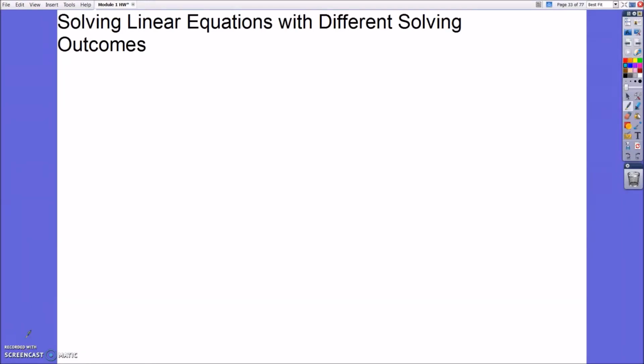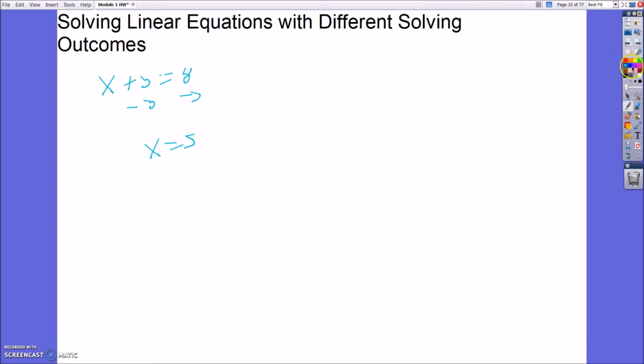Hey everybody, we're going to be looking at solving linear equations with different outcomes. Up to this point, we've looked at problems where there's only one solution for x. What we've seen is stuff like x plus 3 is equal to 8, which means all we had to do is minus 3 on both sides to get x equals 5. And that was my one and only solution.